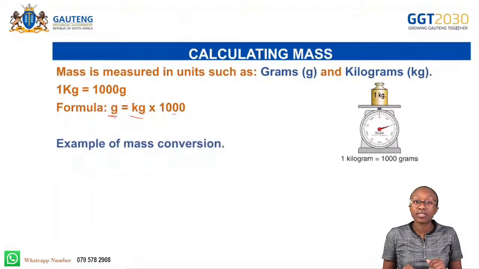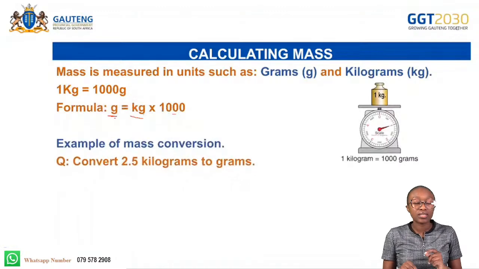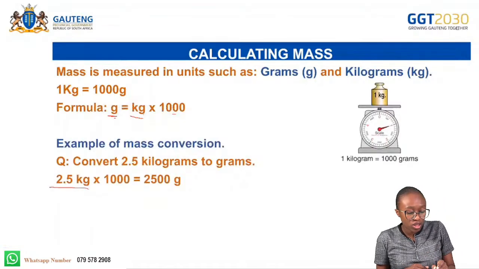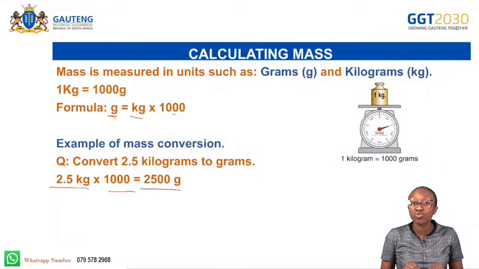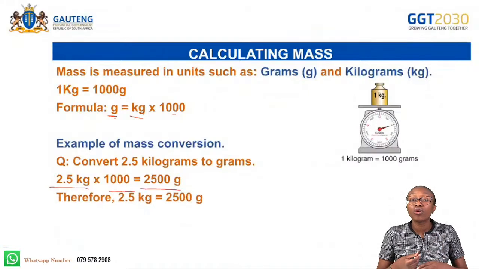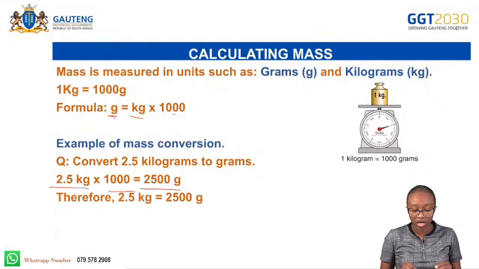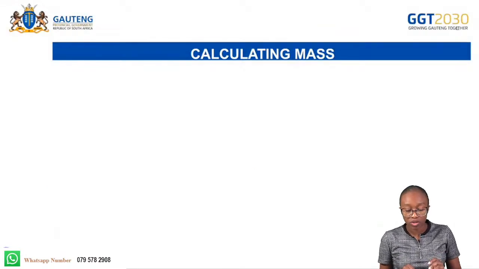So here is an example of a mass conversion. Let's say we want to find out how many grams is 2.5 kilograms. So we say 2.5 kgs multiplied by 1,000, and that will give you 2,500 grams. So therefore, 2.5 kgs is equal to 2,500 grams. So that's one mass conversion.